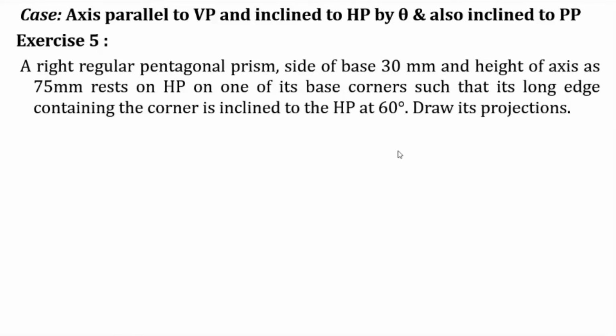I repeat, the question is: a right regular pentagonal prism, side of base 30 millimeter and height of axis 75 millimeter, rests on the HP on one of its base corners such that its long edge containing the corner is inclined to the HP at 60 degree. Draw its projections.